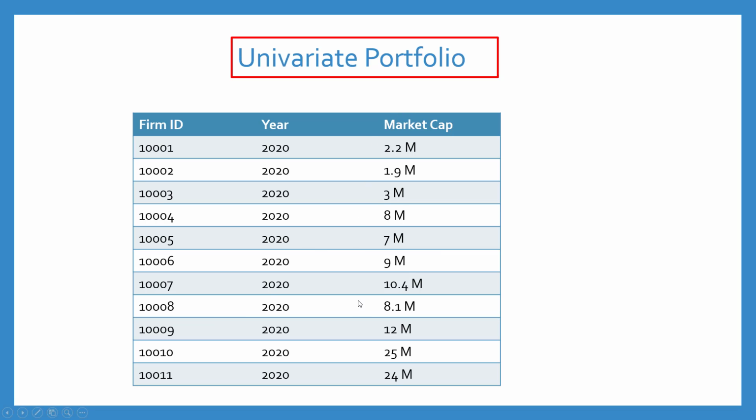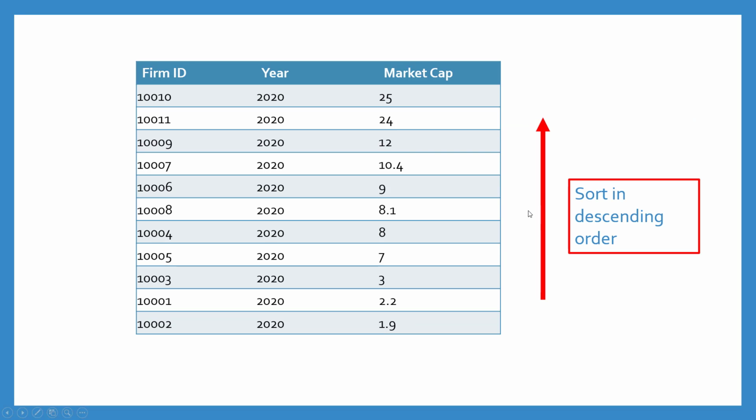And over here we have market capitalization, which is used to represent the size of the firm. Market cap is equal to the number of shares times the share price. So what we do in a univariate portfolio is first sort all the firms on the basis of the variable of interest. In this case, we would sort the firms on the basis of market capitalization, or size of the firm. Let's sort them in descending order, so the bigger firms are at the top and the smaller firms at the end of the list.